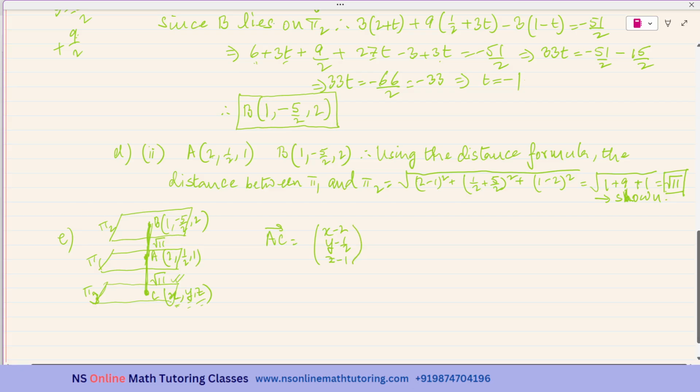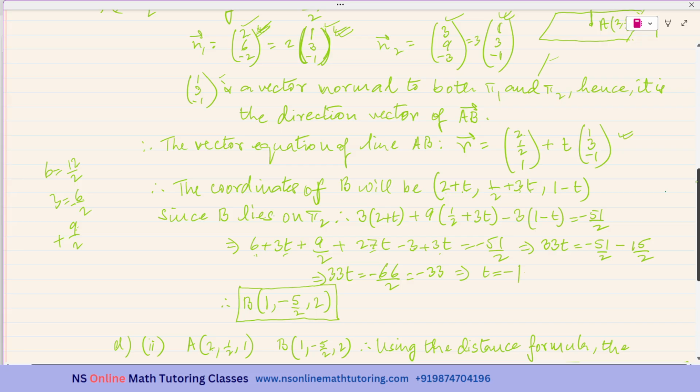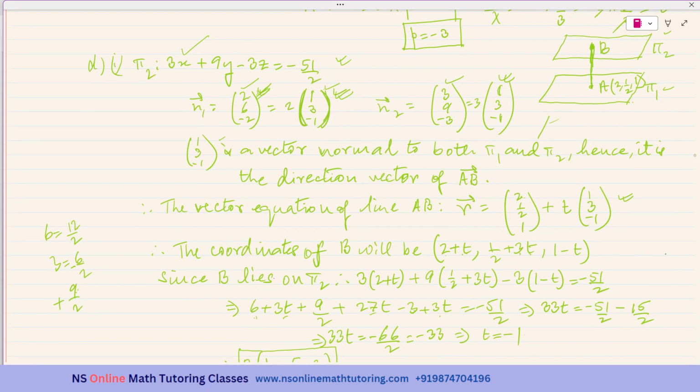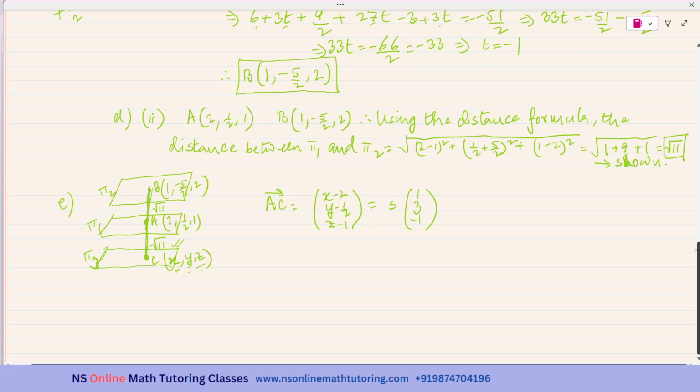Okay. So this is parallel to the normal vector that was 1, 3, and minus 1, right? So this is parallel to, let me take, say, S. You can take lambda, you can take mu, anything. 1, 3, and minus 1 is a vector which is perpendicular to the planes. So it will be parallel to the AC vector. And now I can get the XYZ in terms of this S. So I am reducing the number of variables.